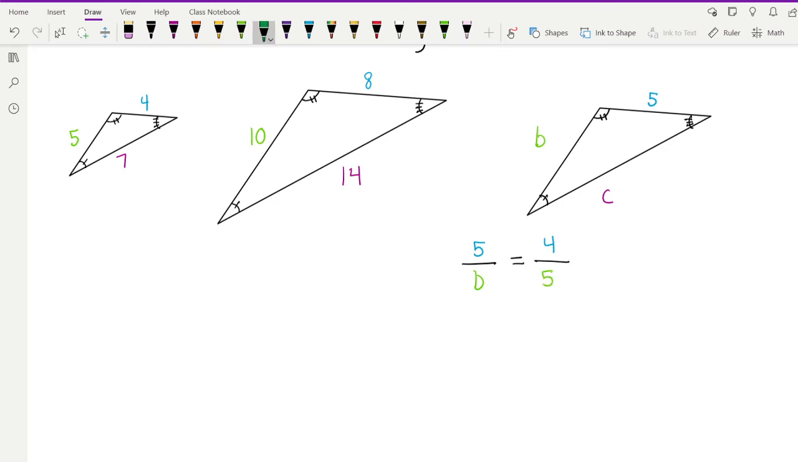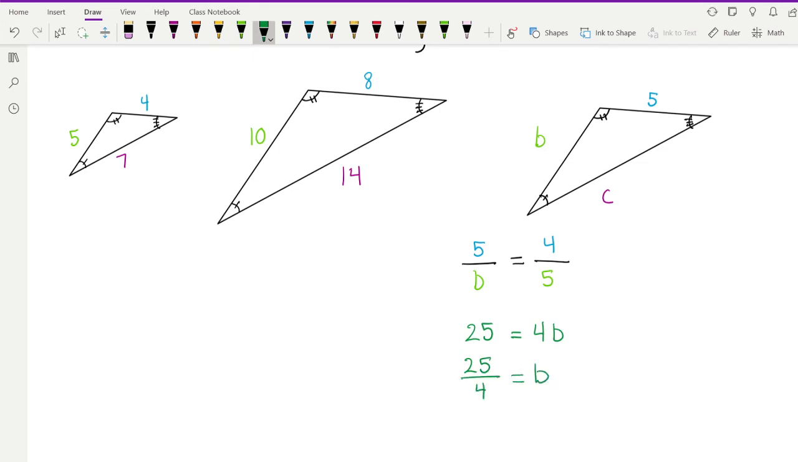So how would we solve this for B? Well, we can cross multiply, right? We can do 5 times 5, and we would get 25 is equal to 4 times B. And so this would tell us that B is equal to 25 over 4.